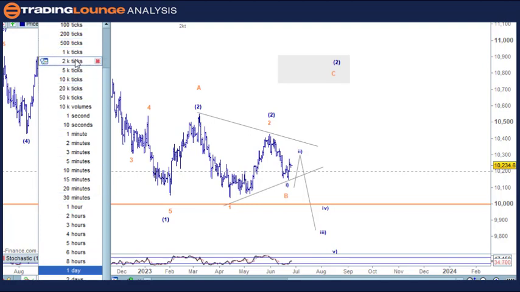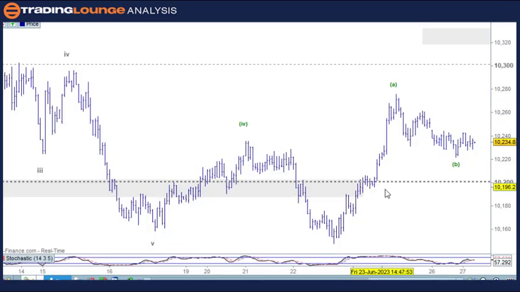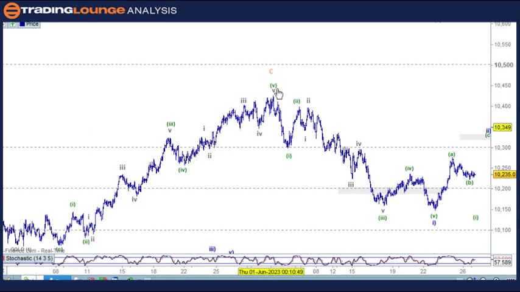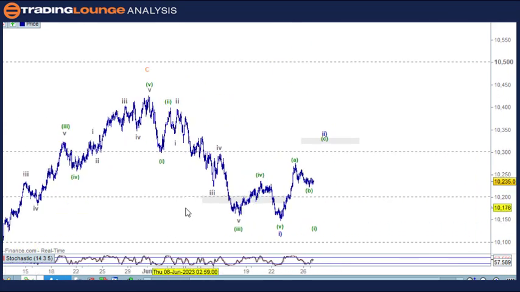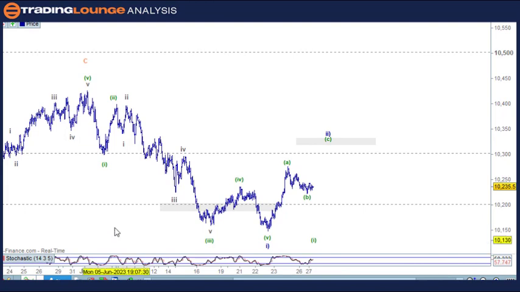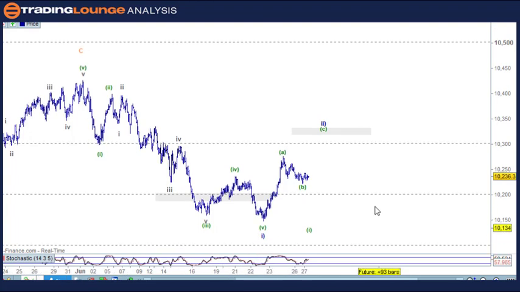So I think we're on the 2K at this point. So this is the little move down, and it's been going on for quite some time, since June, and I've got it as 1 and 2 here, and then 1 and 2, and then all of this here is 1, 2, 3, 4 and 5 here. It doesn't count that well in here, but I'll just stay with it for a moment. And then ABC for 4, and then down for 5 of 3, and then we waited for 4, and then we got 5, and then we got 5 waves down here.